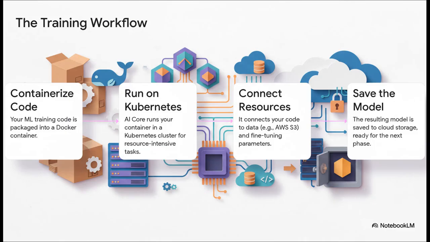So, how does it do that? Well, it basically orchestrates this really neat four-step process. First, it takes your code and wraps it up in a Docker container, which makes it super portable. Then, it spins up that container on a Kubernetes cluster. And this is key, because training a model can take a ton of computing power, and Kubernetes is perfect for handling those kinds of intense jobs. Next, it connects everything up. It makes sure your code can access the data it needs to learn from. And then finally, once the training is done, it takes the finished model, the artifact, and saves it securely in cloud storage, all ready for the next step.